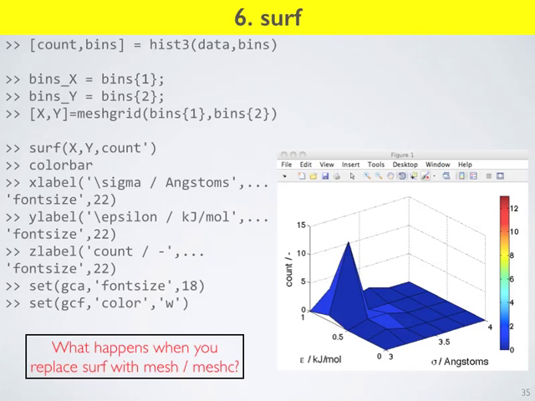I recommend you just try this at home. Look up meshgrid in the help. But basically, you're just defining a grid of X, Y points, and then you're plotting the surface height of those points. And you can make a plot using surf. You can also replace surf with mesh or meshc, and you'll get a slightly different plot. It will actually be transparent, so you can see through it, which can be useful sometimes.